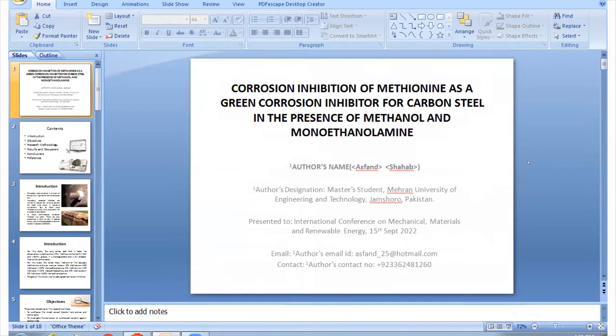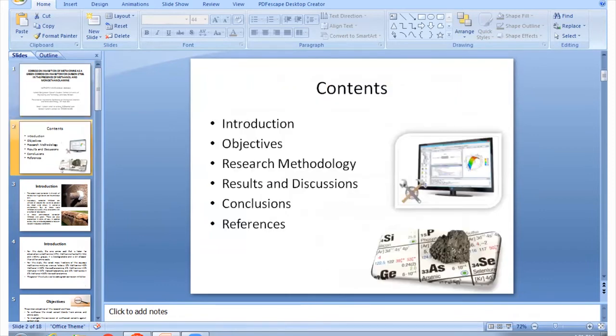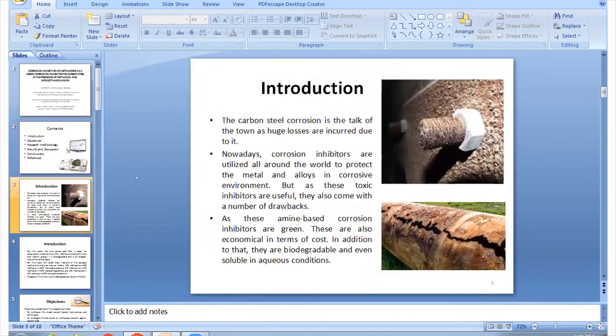Well, the topic of my research is corrosion inhibition of methionine as a green corrosion inhibitor for carbon steel in the presence of ethanol and monoethanolamine. My name is Aspan Shahab, and I am a master's student at Mehran University of Engineering and Technology, Pakistan. So these are the contents of my presentation. And without any further ado, I'm going to the introduction.